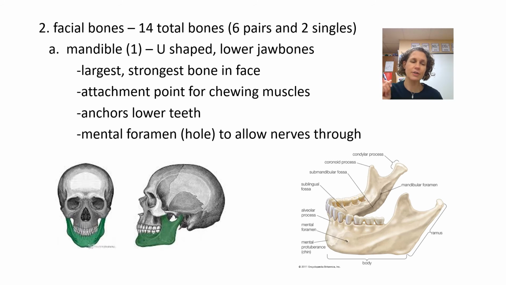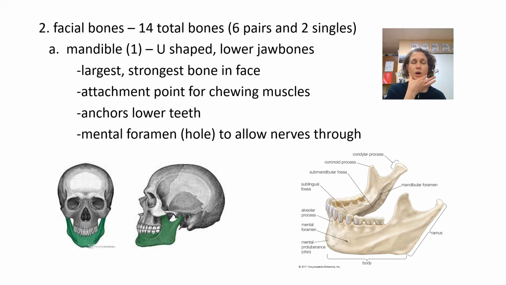Okay, so now facial bones. This is essentially below your eyes and down to your chin. There are 14 bones here, 6 pairs and 2 singles. The first one is a single. It is your mandible. It's the largest, strongest bone in your face.